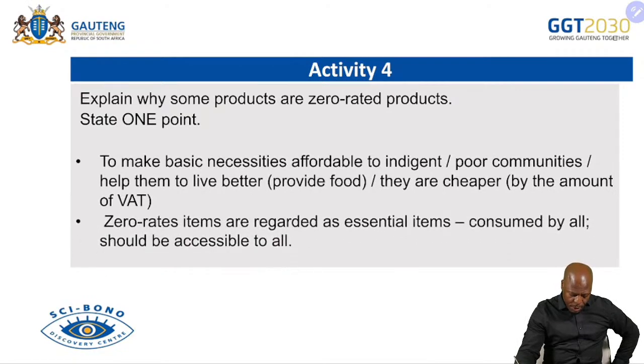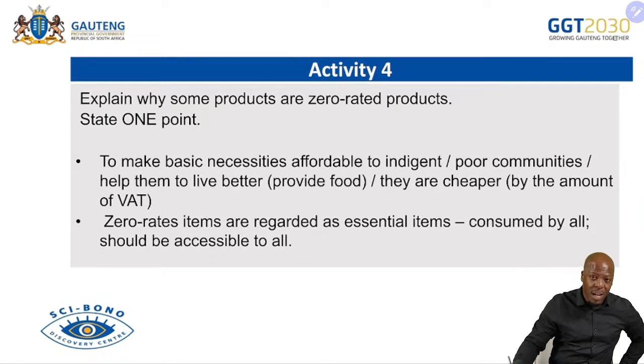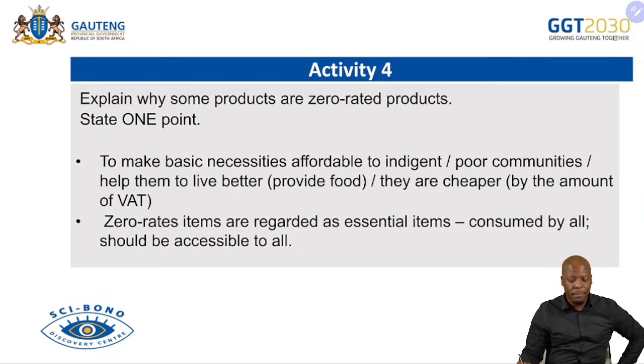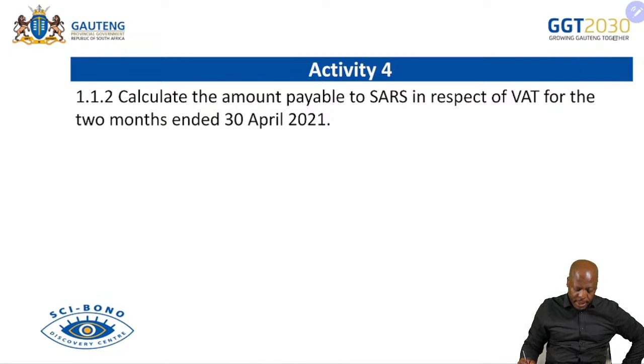If you now come to the next point, it says zero-rated items are regarded as essential. Remember, we're talking about your basics, what you need for survival, what you need for life. And they're consumed by all, therefore they should be accessible to all. Okay. Now, let's go to calculations. I know you want to do more calculations. Let's quickly do that. It says, calculate the amount payable to SARS in respect of VAT for the 2 months ending 30 April, the year 2021.